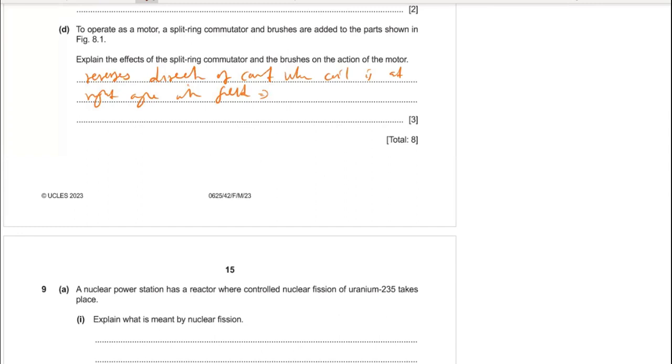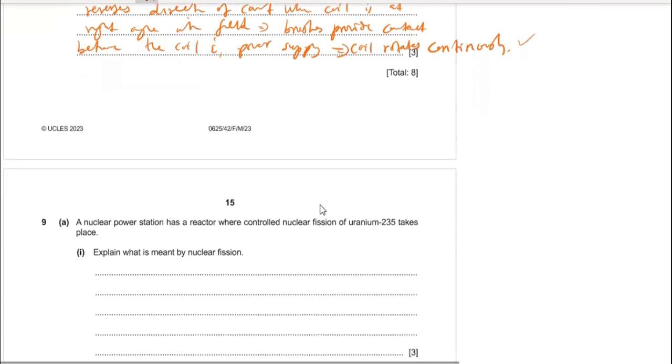But then the brushes just provide the contact between the coil and the power supply. And overall, this ensures that the coil rotates continuously. So the split ring and the brushes together: the split ring reverses the direction of the current and the brushes provide the contact between the coil and the power supply, so it ensures that the coil rotates continuously in one direction.